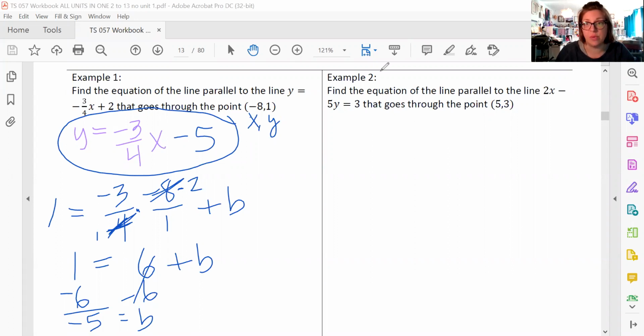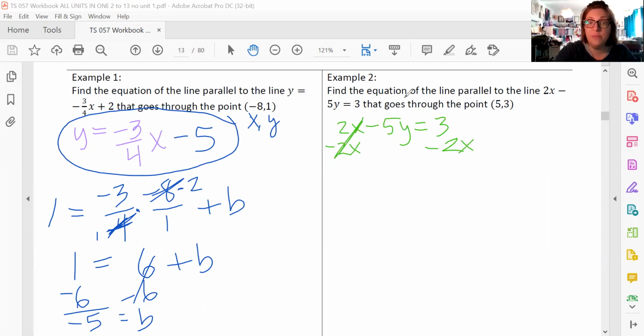Let's look at the second example. This one says, find the equation of the line parallel to the line 2x minus 5y equals 3 that goes through the point 5, comma 3. This right here is in standard form. It is not in y equals mx plus b format. So this is the first thing that I need to do. I need to know what the slope is.